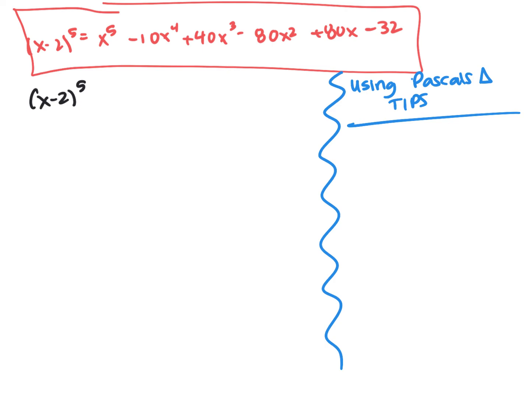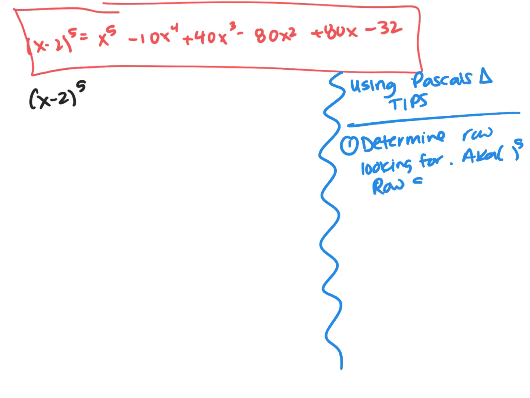Okay, so if we're going to use Pascal's triangle, the very first thing that we need to do is determine the row that we need to use. In this case, since we're looking at something to the 5th power, we need the numbers that go with row 5. We just talked about how we could form this, but since we already came up with it, I'm going to identify that the row is 1, 5, 10, 10, 5, 1.